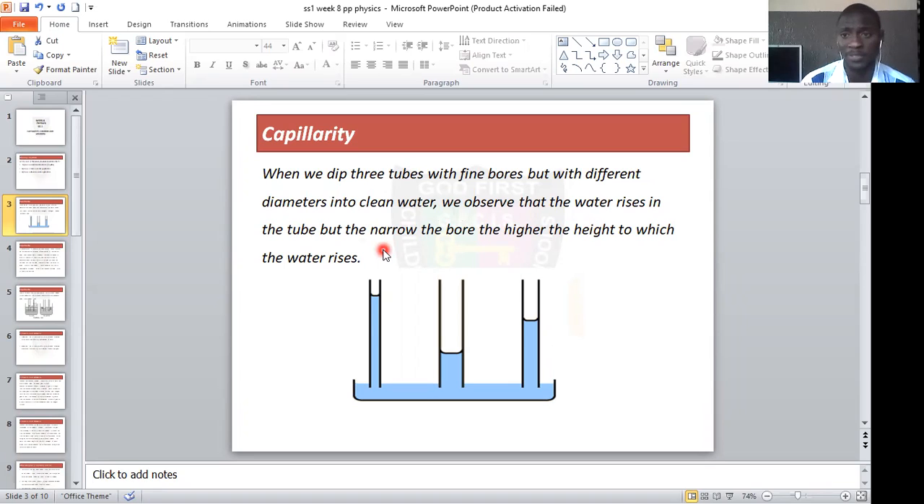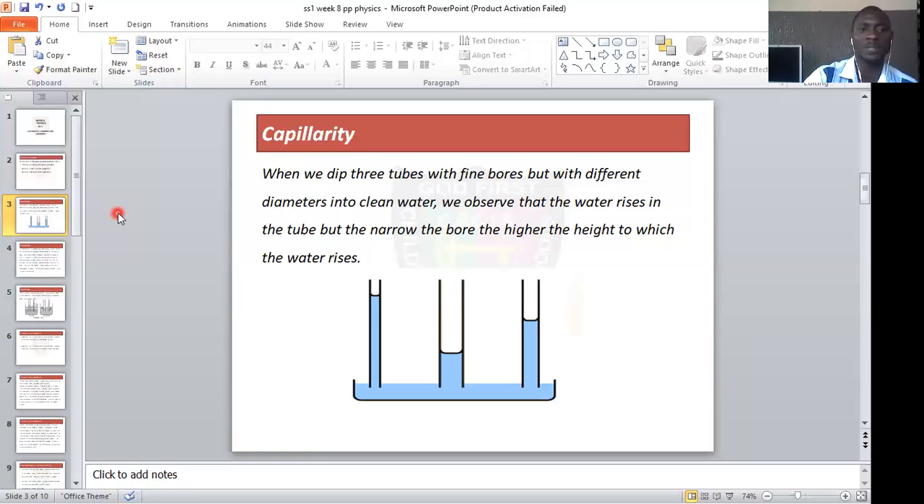Look at the experiment very well. You can practice it at home. Take three tubes of three different sizes, the narrower and the bigger ones. You will notice that water rises higher in the narrower tube than in the other tubes. So this is one part of the experiment.